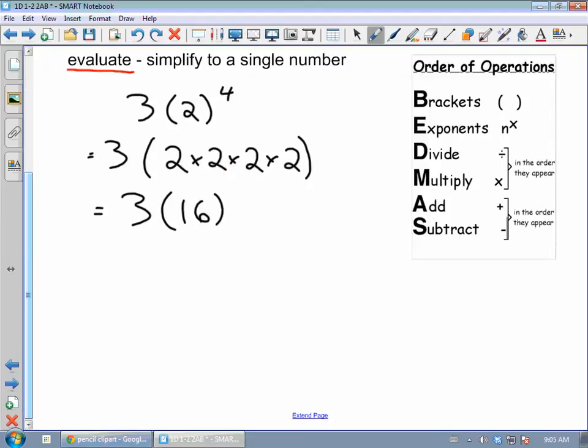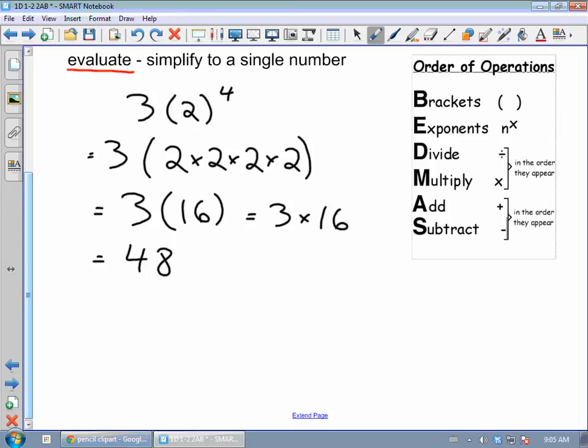Then finally, we're going to work our way down. We don't see any other operations here. We just see 3 and then in brackets 16. If we don't see an operation, what operation do we assume that we have to do? Multiplication. So this is really 3 times 16, which is 48. And that's pretty much all there is to it.